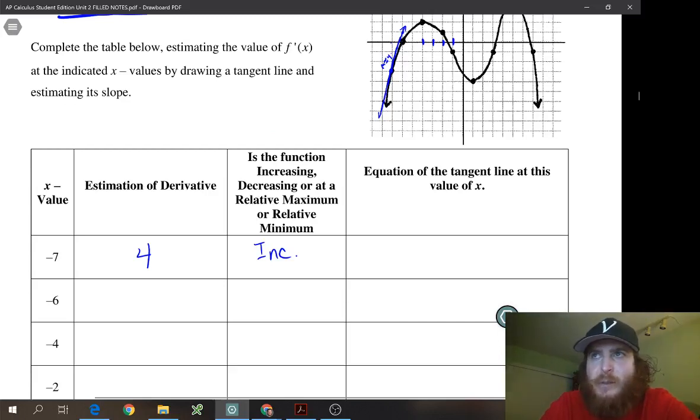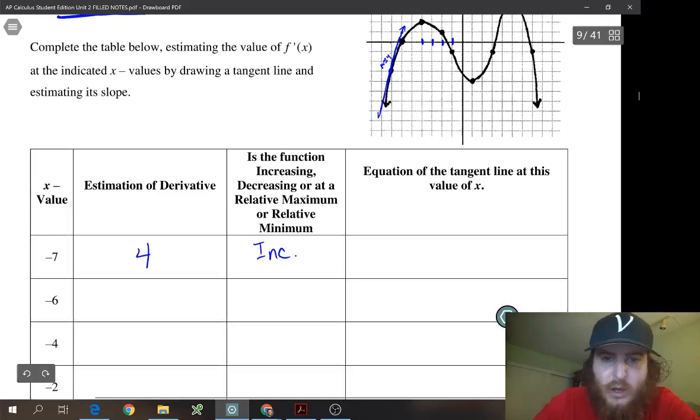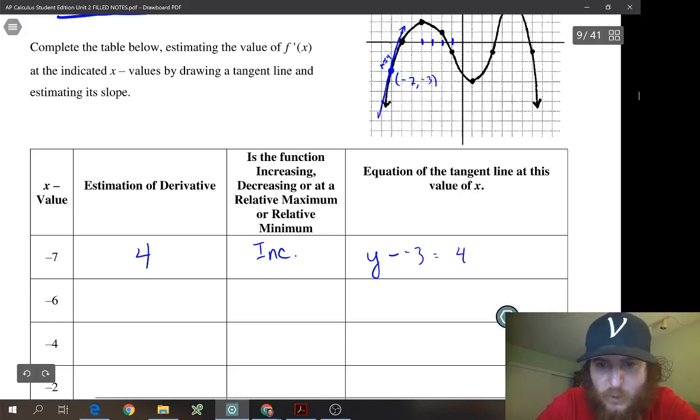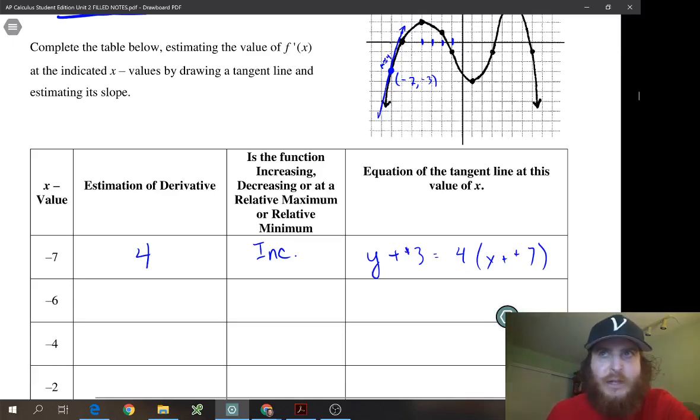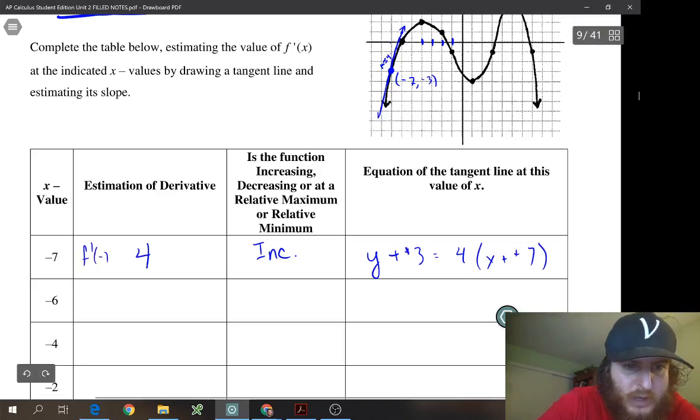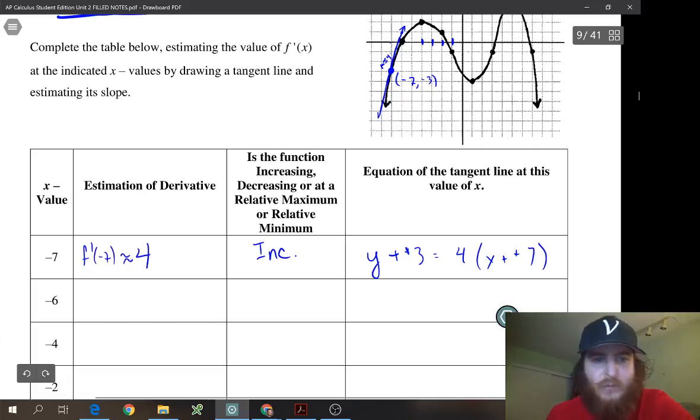Again, this is just kind of an estimate because I don't know what the exact slope is, but we said the slope was 4. So, y minus, now this point here is at -7 comma -3. So it'd be y minus -3 equals 4 times x minus -7, and we can change those to positives. So what I want you to do is go ahead and pause the video, take some time, and try to do the rest of these on your own. Okay, and you can even write this as f prime of -7 is approximately 4. So pause the video and try to do it for -6, -4, -2.